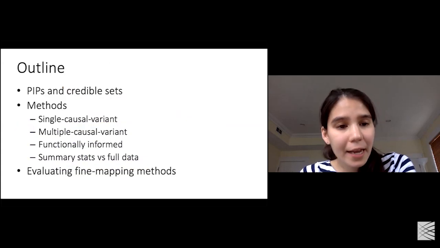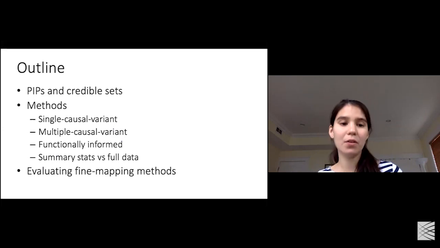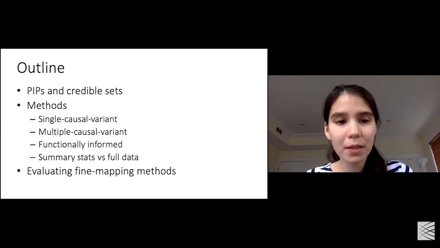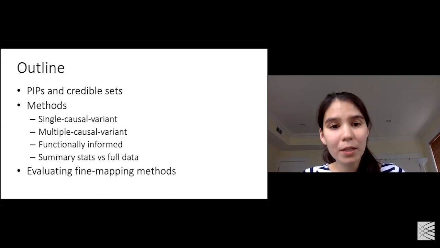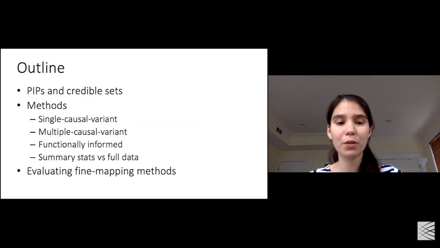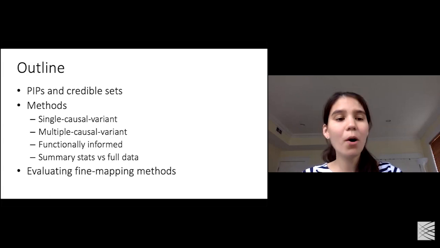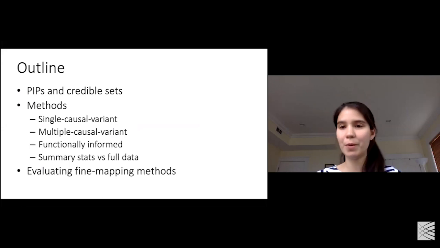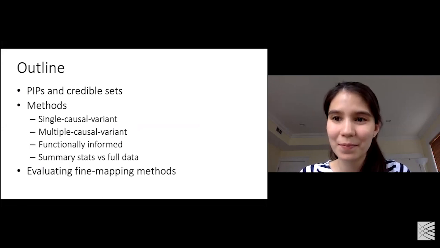Today, I'm going to focus mostly on different aspects of statistical methods for fine mapping. And this is the outline. I'll start by talking about posterior inclusion probabilities and credible sets, and then I'll go through a few different methods, and then I'll close with some thoughts on evaluating fine mapping methods. I'll pause after each section here. And so maybe I'll just start by pausing after that brief introduction if there are any questions so far.